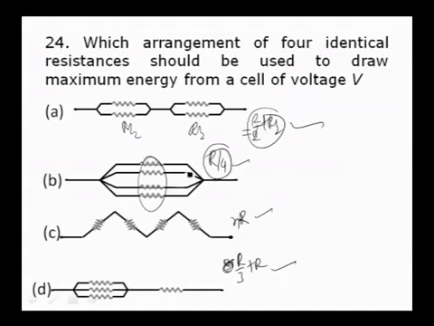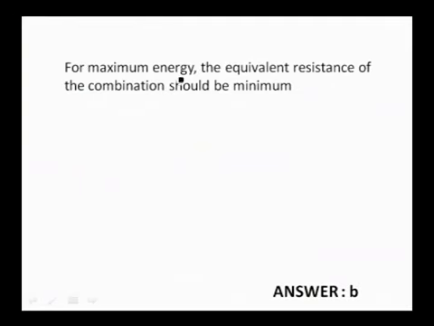This is the lowest value of the resistors. When all the resistors are connected in parallel, the effective resistance is low. So this is the correct option, because the condition itself is maximum energy, so the equivalent resistance of the combination should be minimum. Therefore, the correct option is B, all the resistors connected in parallel.